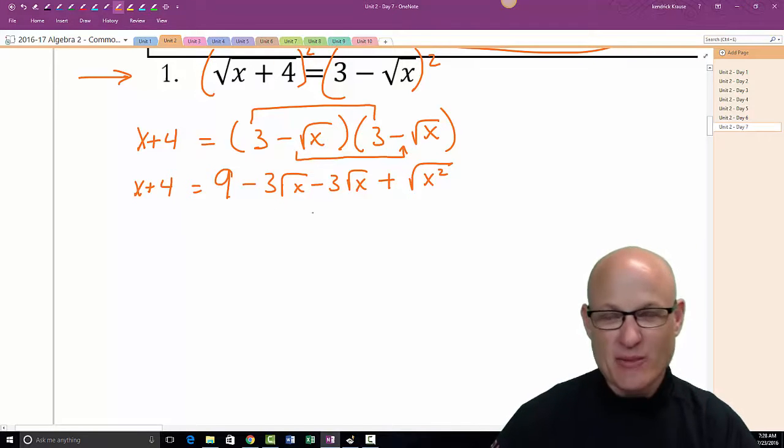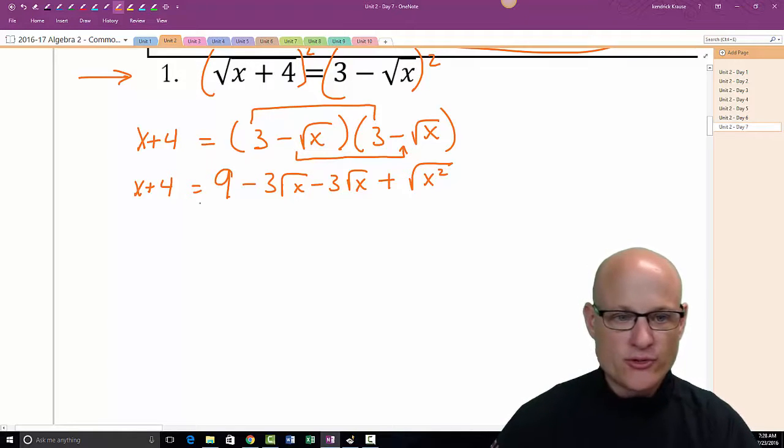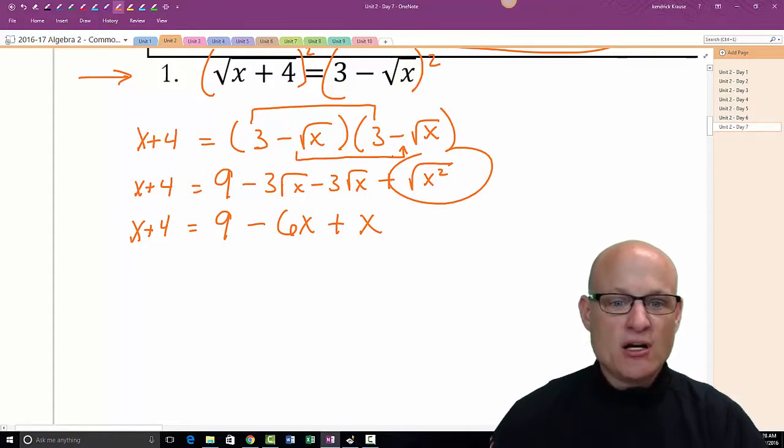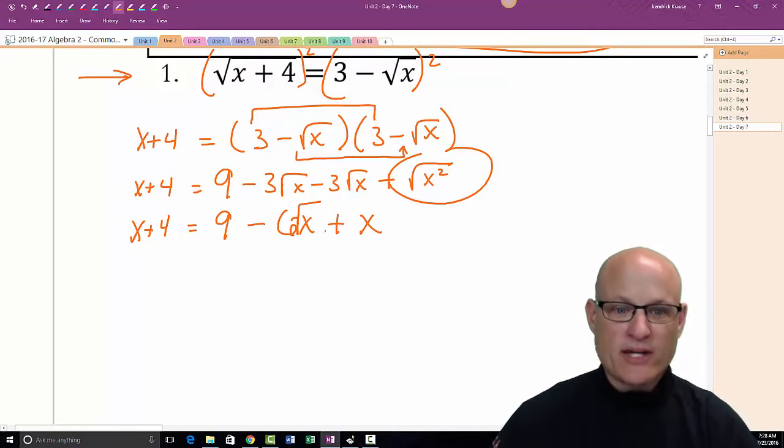In the future, by the way, the square root of x times the square root of x is just x. You'll see that in a minute. We got x plus 4 equals 9 minus 6x plus x. Because remember, the square and the square root cancel. All right. Minus 6 square roots of x. Sorry, I didn't put that on there. That looks terrible. Let me fix that real quick for you. So minus 6 square roots of x.